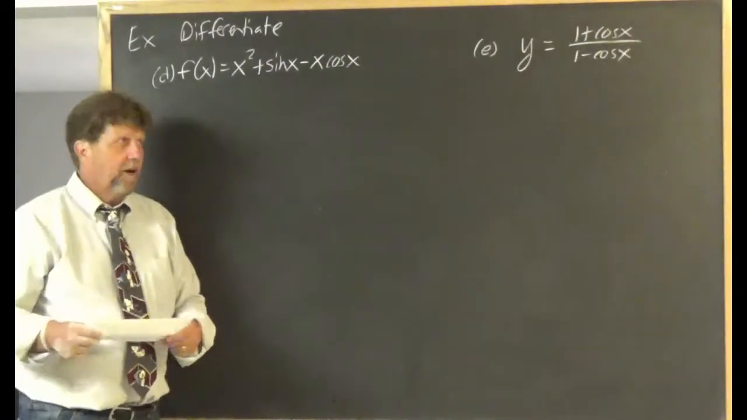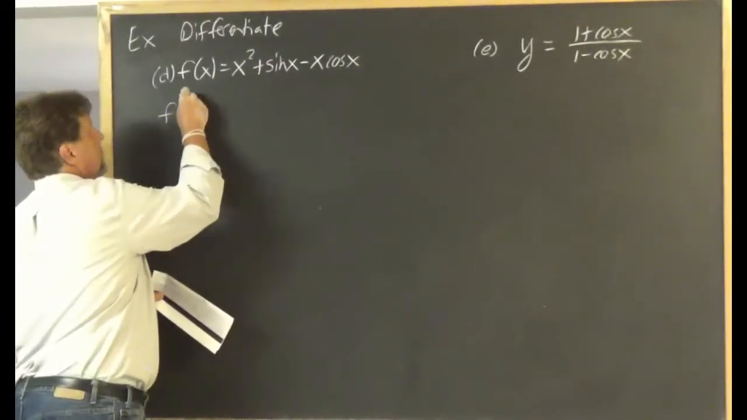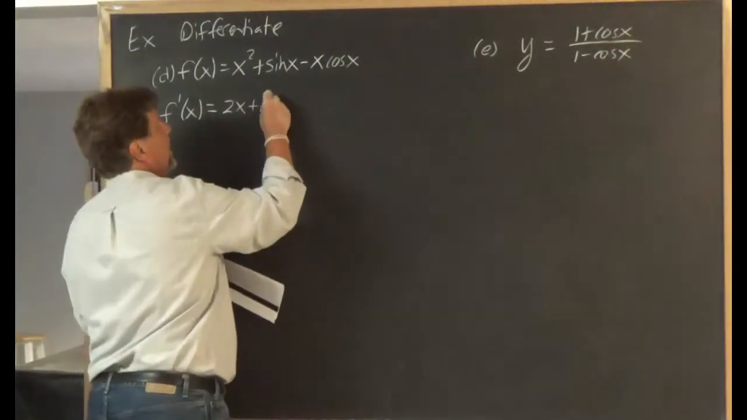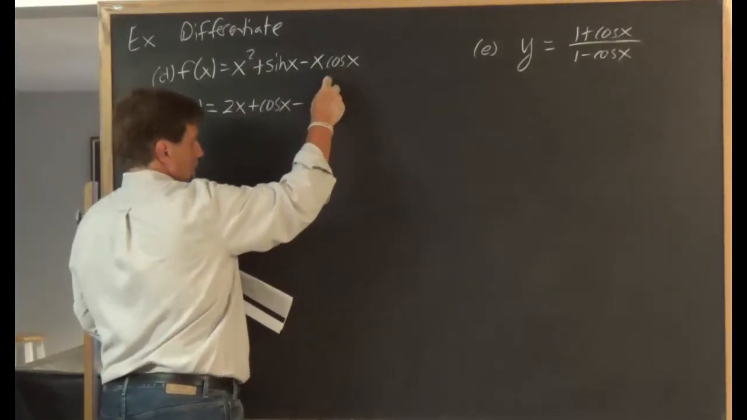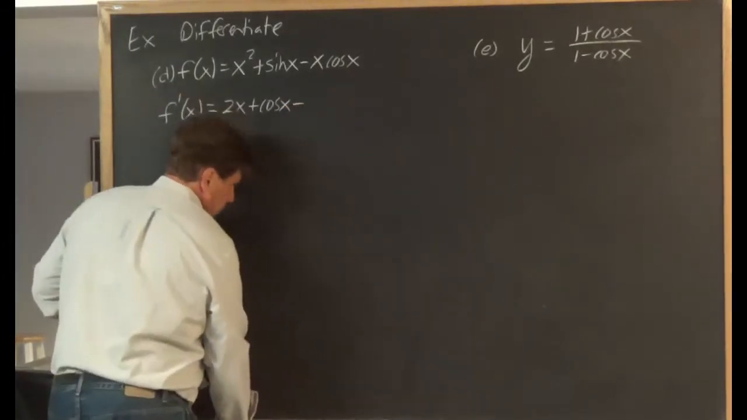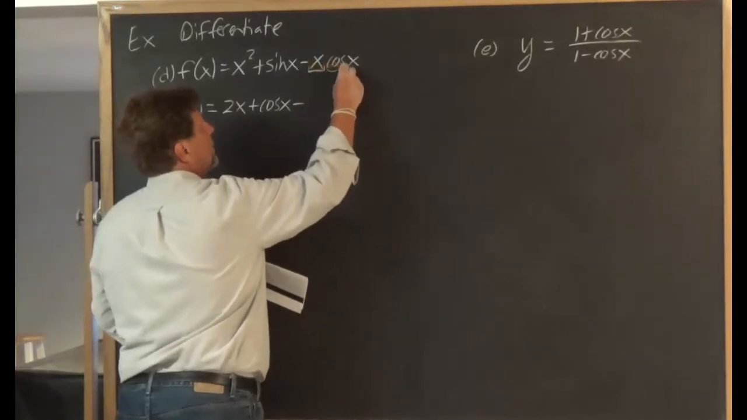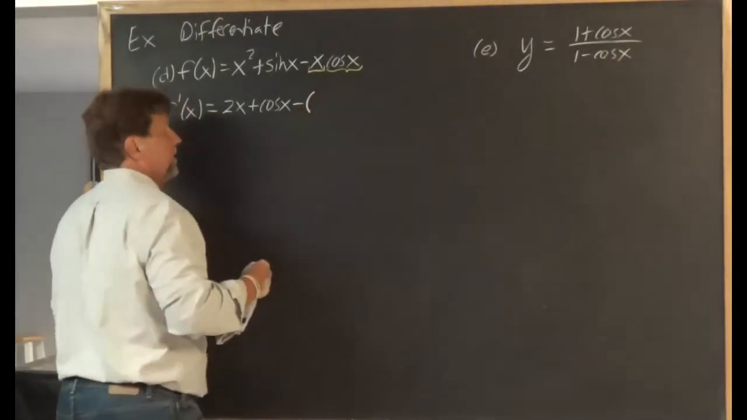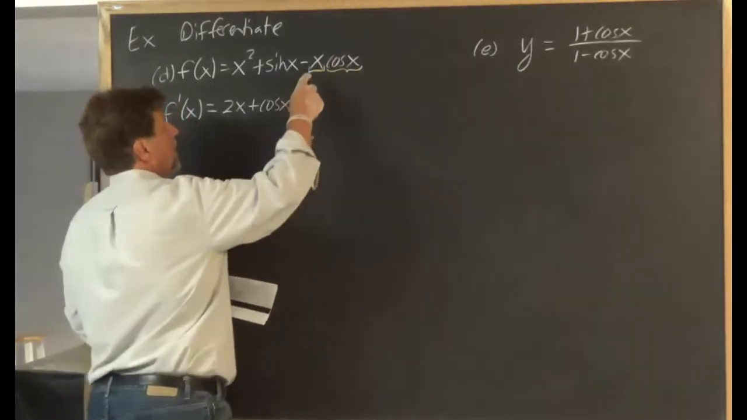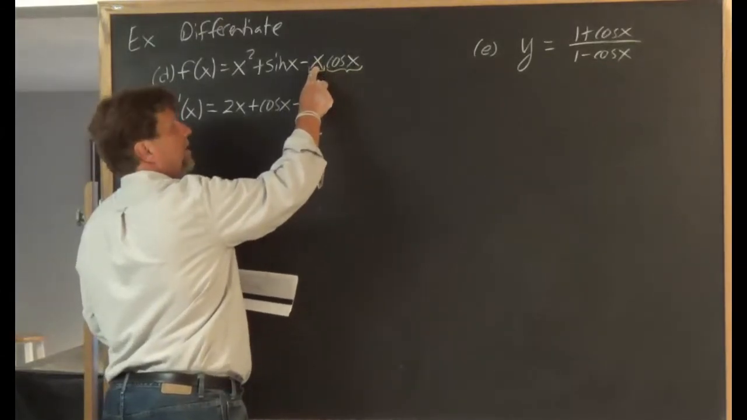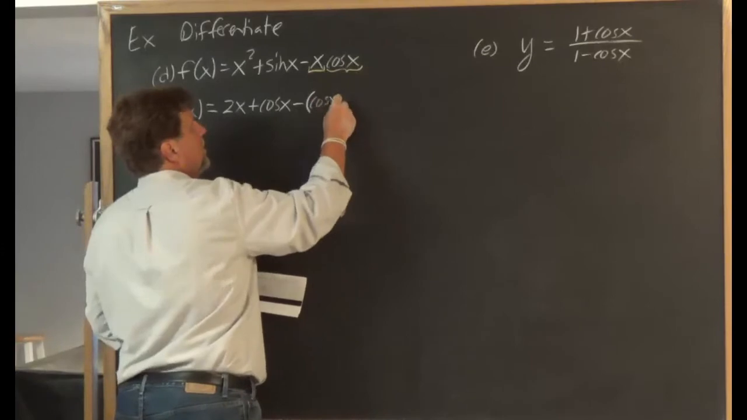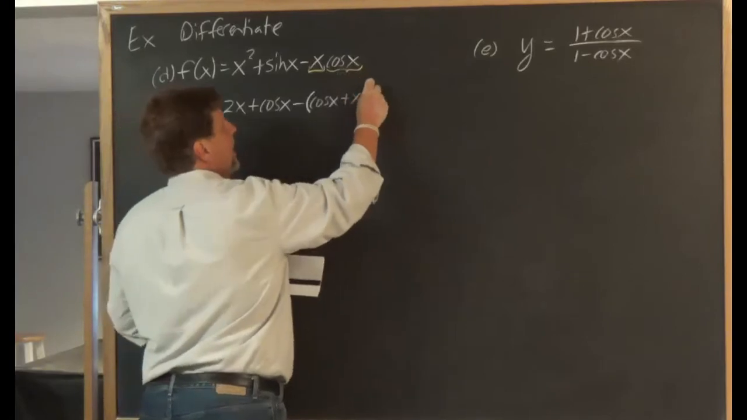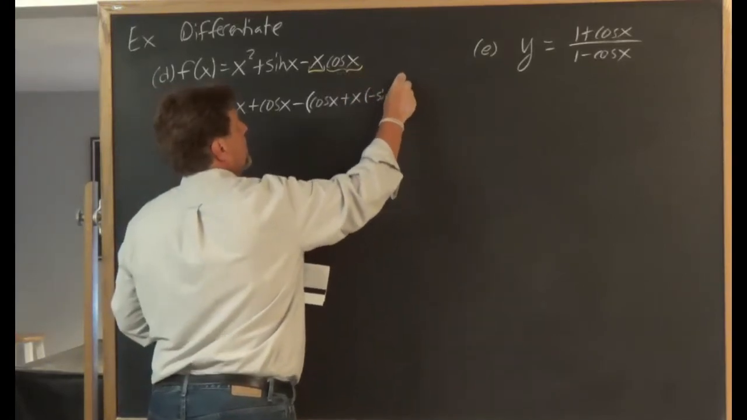All right, folks, let's see how you did on part D here. So I get the derivative to be 2x, the derivative of sine is cosine x, minus, this is the product rule. I have two functions, x and cosine x, multiplied together. I'm going to contain the result of the product rule inside parentheses. So the derivative of the first function is 1 times the second function plus the first function times the derivative of cosine, which is negative sine.